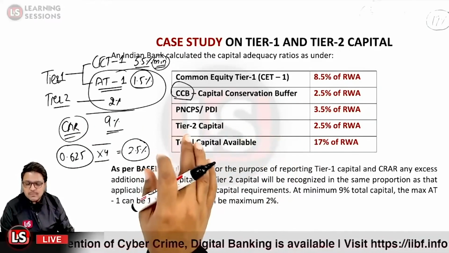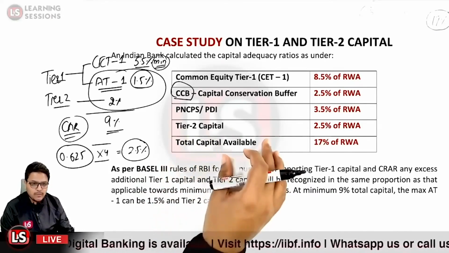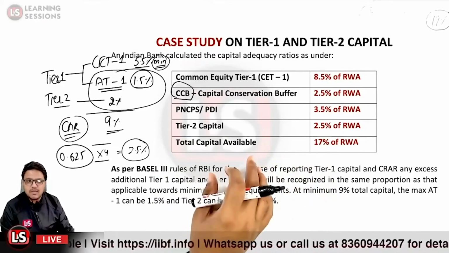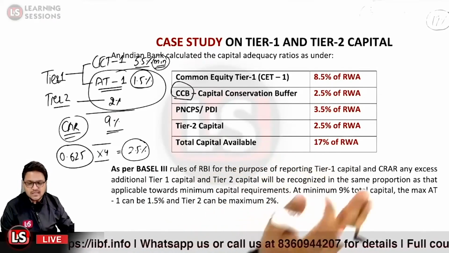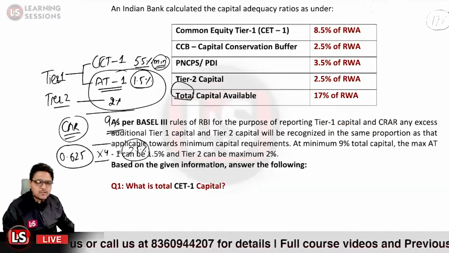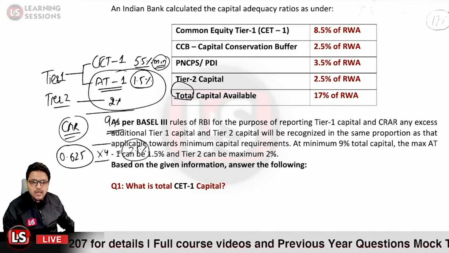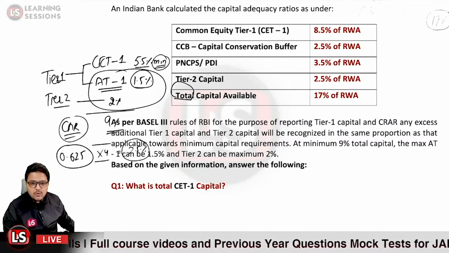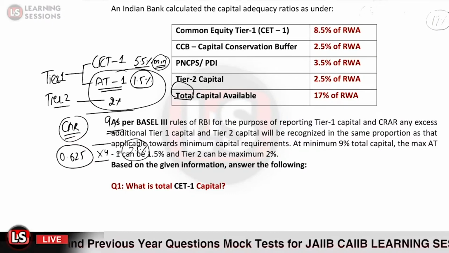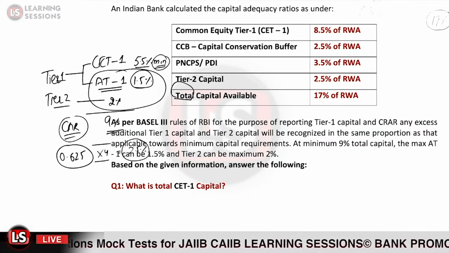So that is basically the concept related to it, and you must keep this particular thing in mind while we solve the questions related to it. Tier 2 capital is given to be 2.5% of the risk weighted assets, and the total capital available is 17% of the risk weighted assets. Is that clear? Okay, so now we will work on the first question. It says, what is the total CET1 capital? So you need to answer at the earliest what would be the CET1 capital.